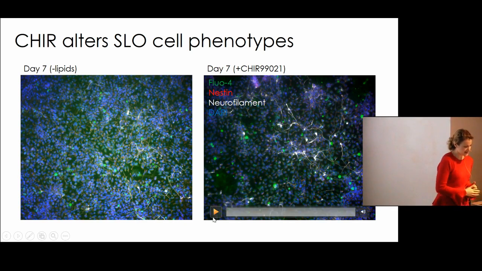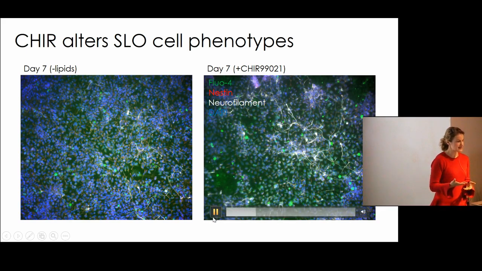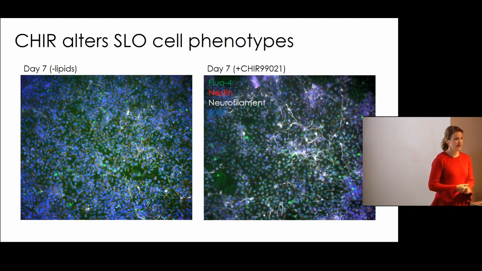Whereas if you add in the agonist for the Wnt, you can see that there is a lot more activity. You're rescuing the activity, and the cells are generally more active, and there's more neurofilament.